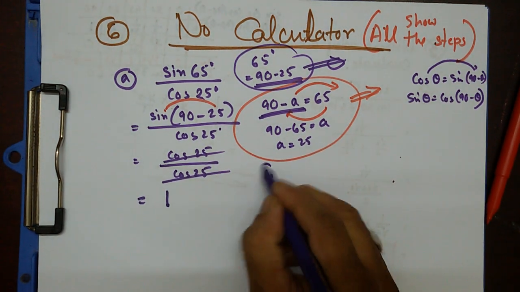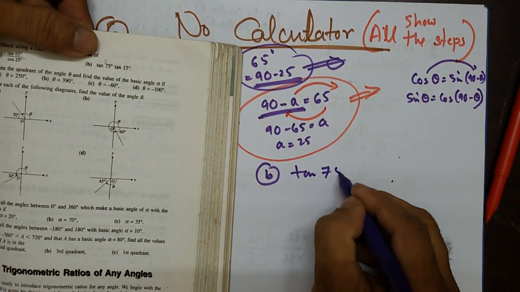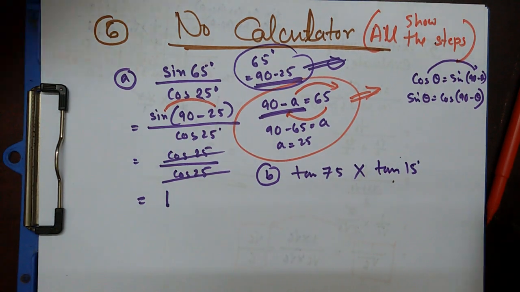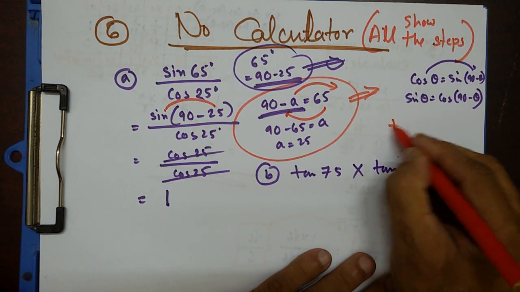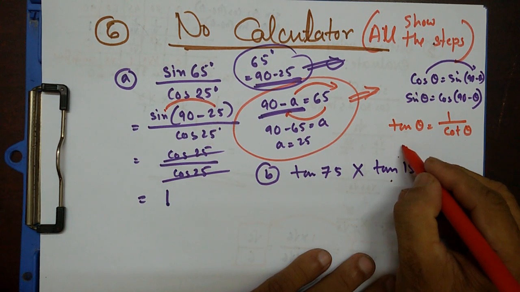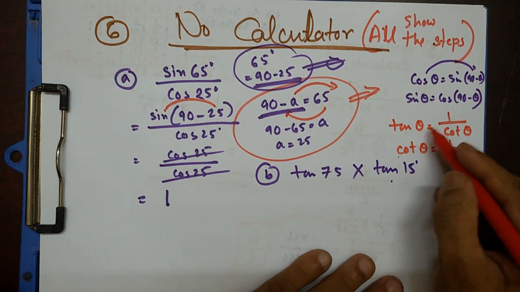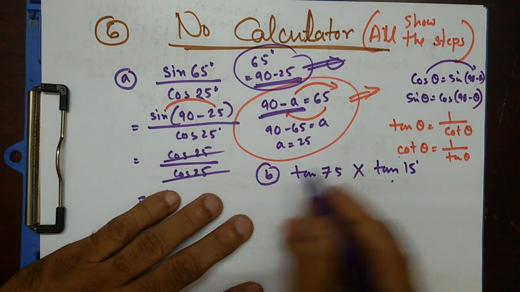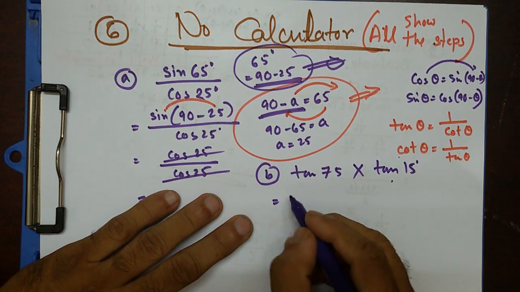Okay, question number 6b. 6b says tan 75 into tan 15. Okay, I want you to think about the formula that tan theta equal to 1 by cot theta, or vice versa. Cot theta, reciprocal of cot is tan, reciprocal of tan is cot. Okay, remember this formula. Now tan 75, again I'm going to change either one of them, either this or that. So I'll go for this one.